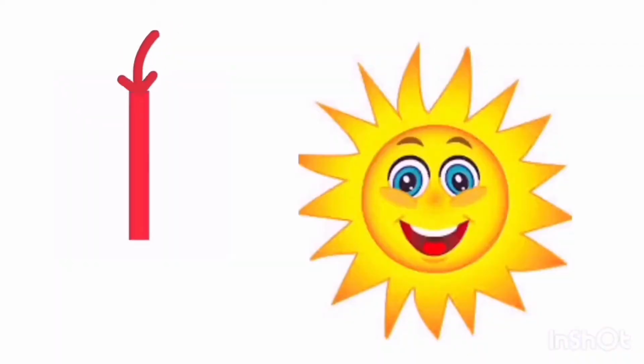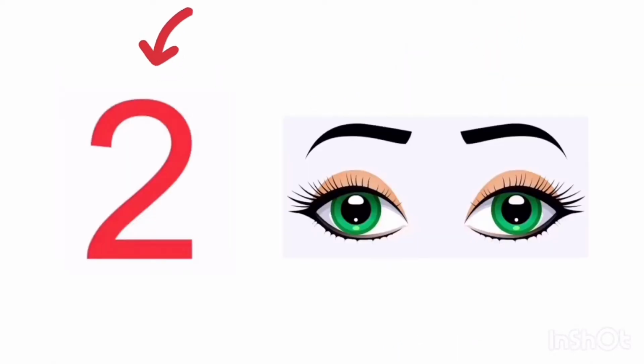Children, which numbers have you learnt in our previous sessions? Yes, you have learnt numbers 1, 2, 3, 4, 5, 6, 7, 8. Let's revise them. This is number 1. Number 1. There is one sun. This is number 2. Number 2.